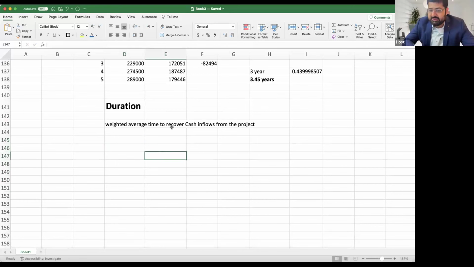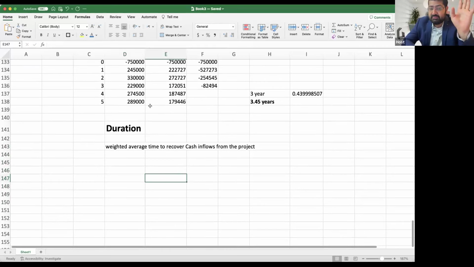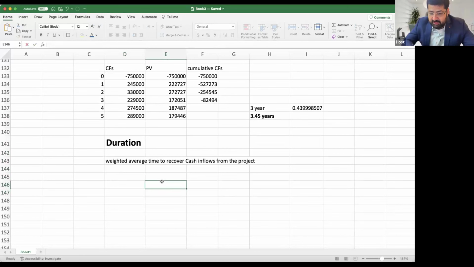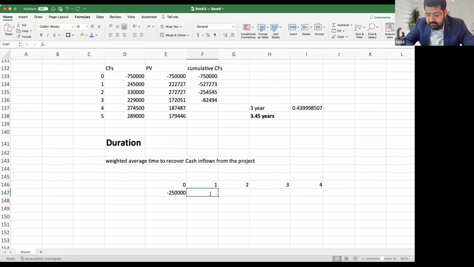For example, a project has cash inflows, and we ignore investment here. Year 0, 1, 2, 3, 4, and 5. A project has investment of 250,000, then 35,000, 40,000, 120,000, 230,000, and year 5 as well, 190,000. Okay, these are the project cash flows. They say calculate duration. Cost of capital is 9%. Now what we do is ignore investment in the duration.